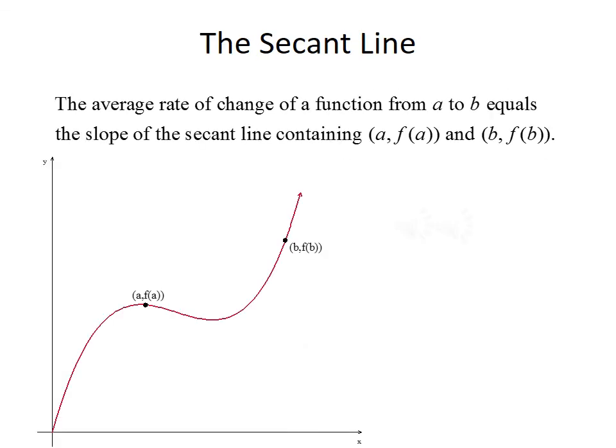The average rate of change of a function from point a to b is related to the secant line that intersects the function at a and b. So the average rate of change of the function from a to b is the slope of the secant line containing the points a, f of a and b, f of b. So if we consider the graph of this function with points a, f of a and b, f of b, the secant line is the line that goes through those 2 points, and the slope of that line will be the average rate of change of f from a to b.